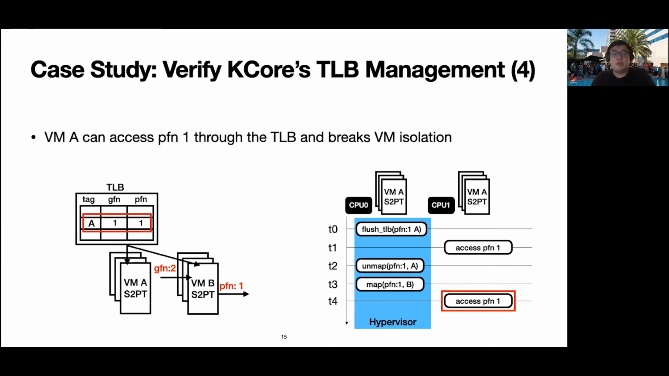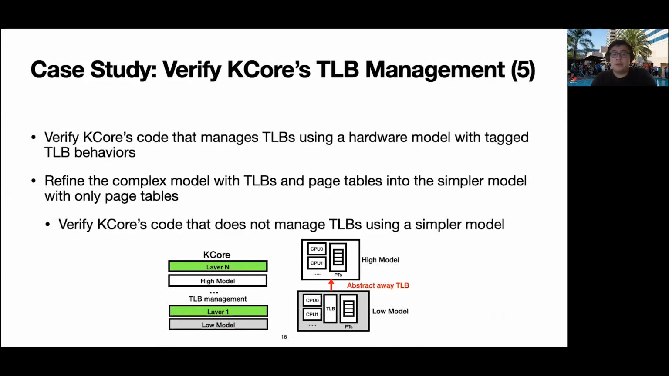To protect VM security, KCore must flush the TLB after updating page tables. Our layered hardware model captures tagged TLB behaviors and operations, so we can verify the KCore layer that manages TLBs does so correctly. Since the TLB is just a cache of page table mappings, if it is correctly managed, we can refine the complex model with the TLBs and page tables of the lower layers to a simpler model that only includes the page tables at higher layers. This would reduce the proof burden because we can then use the simpler model that hides the TLB to verify the higher layers of KCore that do not manage the TLBs.